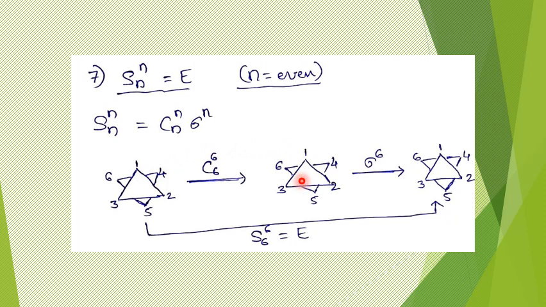Further, now I am performing sigma 6 times, and we know this fact: sigma, if we repeat it an even number of times, results in the identical orientation itself. So now, considering these two operations together, I can say it is C6^6 into sigma^6, and from this definition, C6^6 into sigma^6 can be written as S6^6, and S6^6, as you can see here, has resulted in E. Therefore, S_n raised to n is equal to E when n is even.